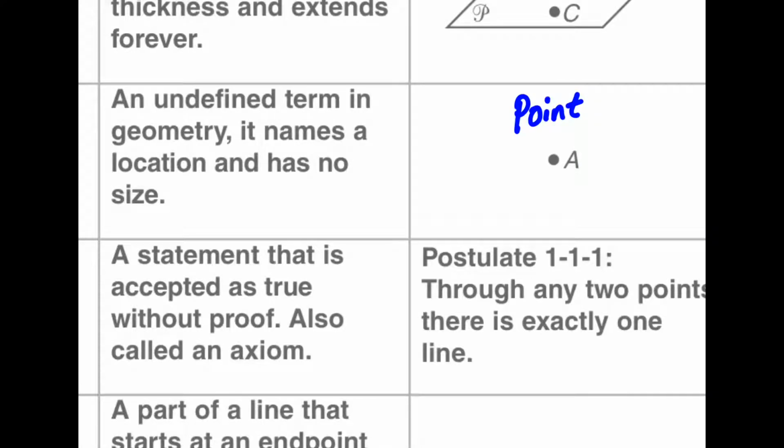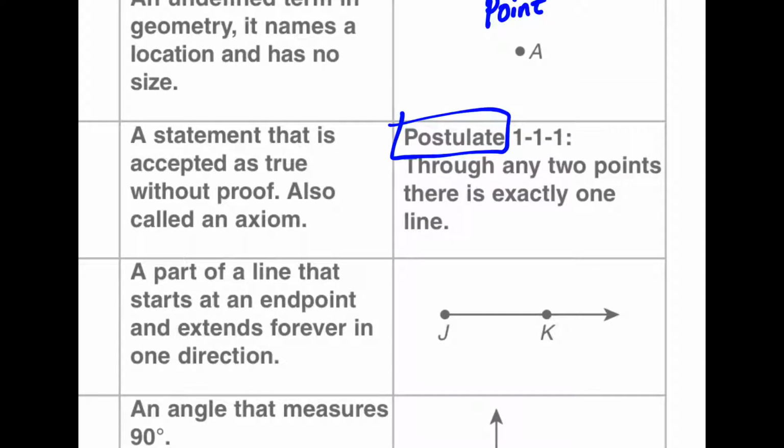A point is an undefined term in geometry. It names a location and it has no size. A postulate is a statement that is accepted as true without proof, also called an axiom. For example, postulate 1-1: through any 2 points there is exactly one line.